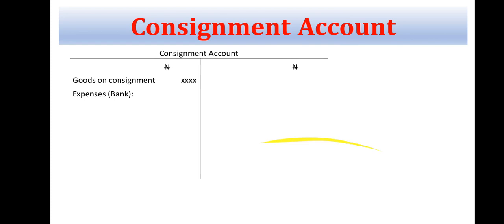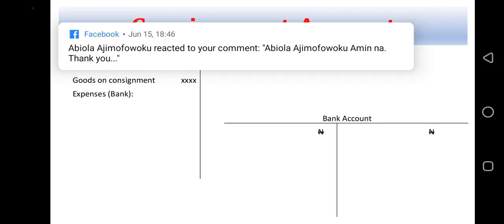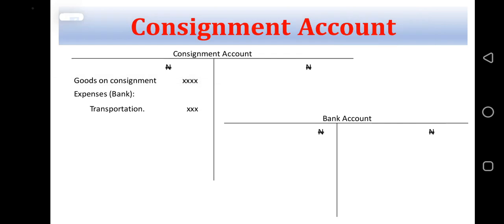So consignor's expenses, for example, transportation. Expenses on transportation will also be debited to the account. The corresponding credit entry will go to the bank account, since we know payment will be made either through check or cash, whichever way. So that means the corresponding entry will go to either the bank or cash account. But in this case, we assume all the transactions are in the form of check. So the corresponding credit entry will go to the bank account.